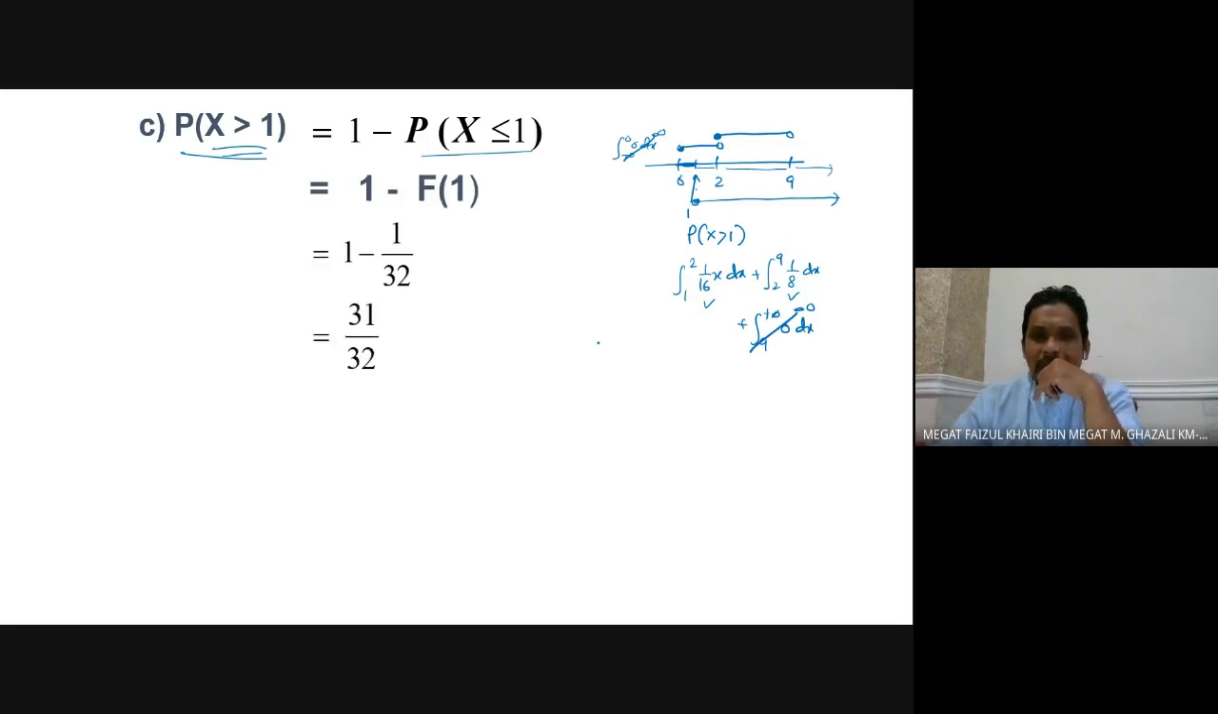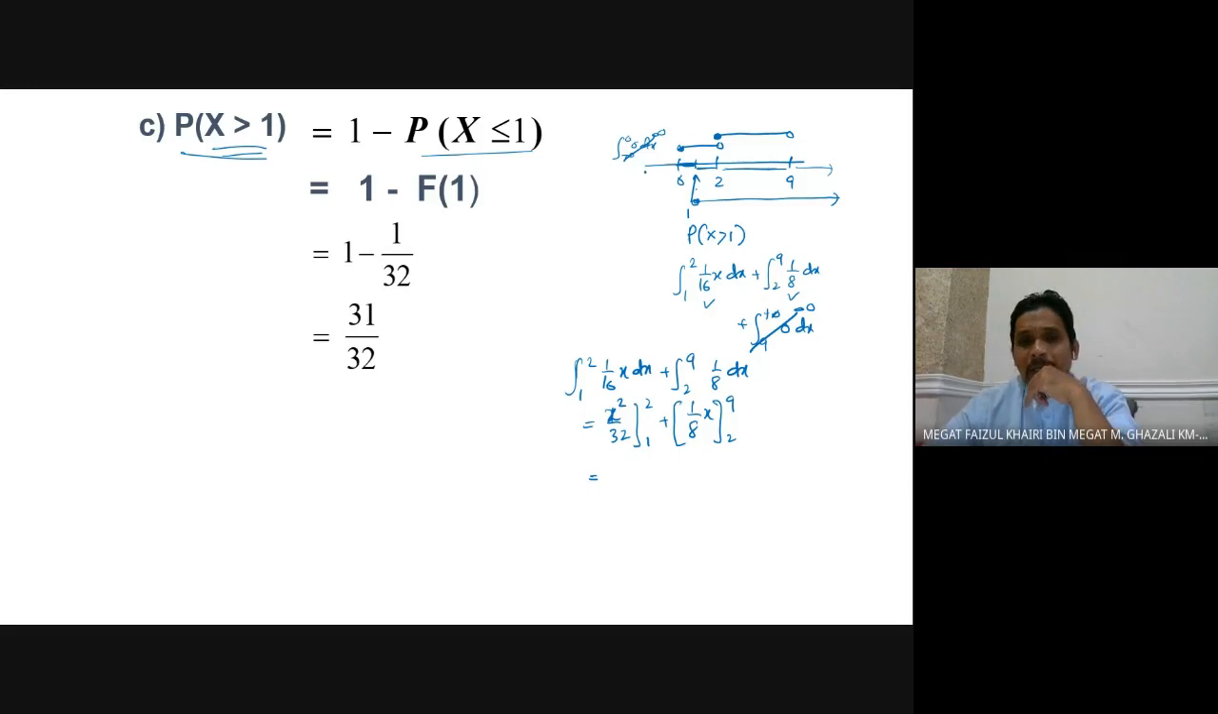Okay, class. Let's say I use this: integral from 1 until 2 of 1 over 16x dx plus integral from 2 until 9 of 1 over 8 dx. So x squared over 32 from 1 until 2 plus 1 over 8x from 2 until 9. Okay, we check by using this domain and this domain.